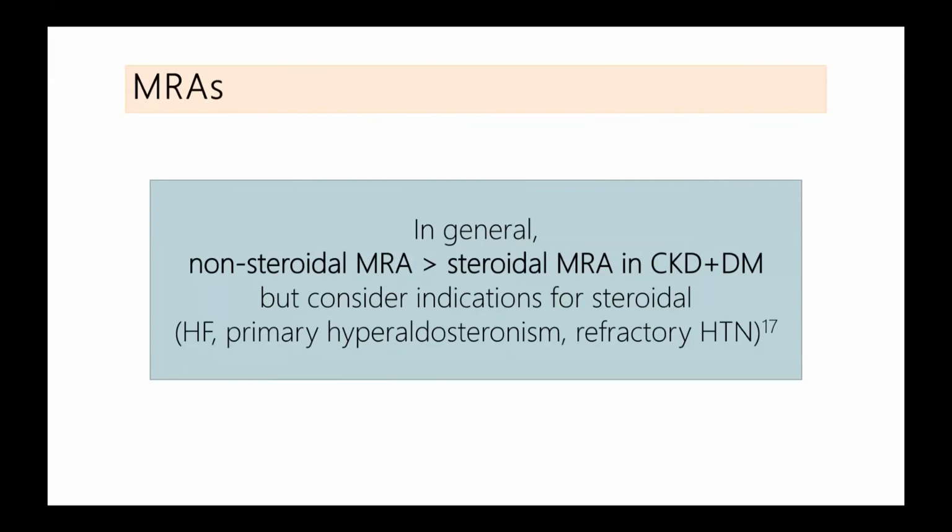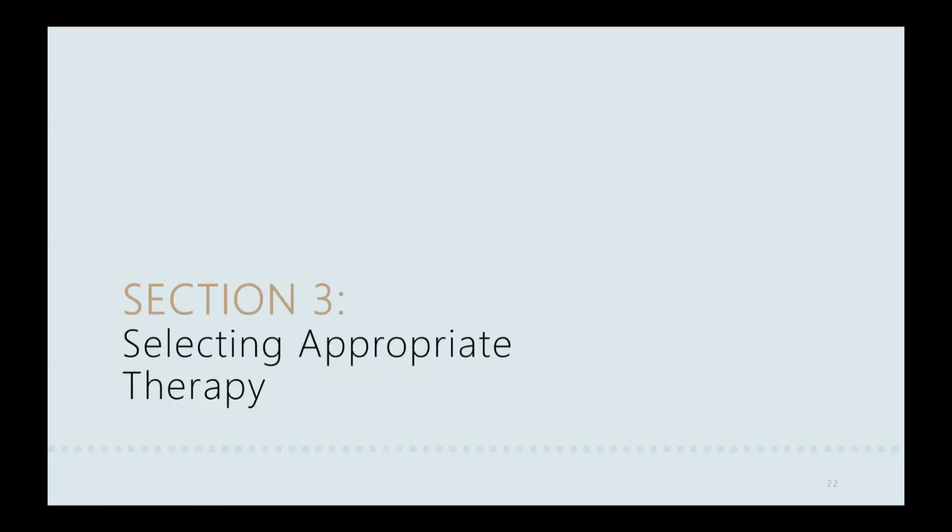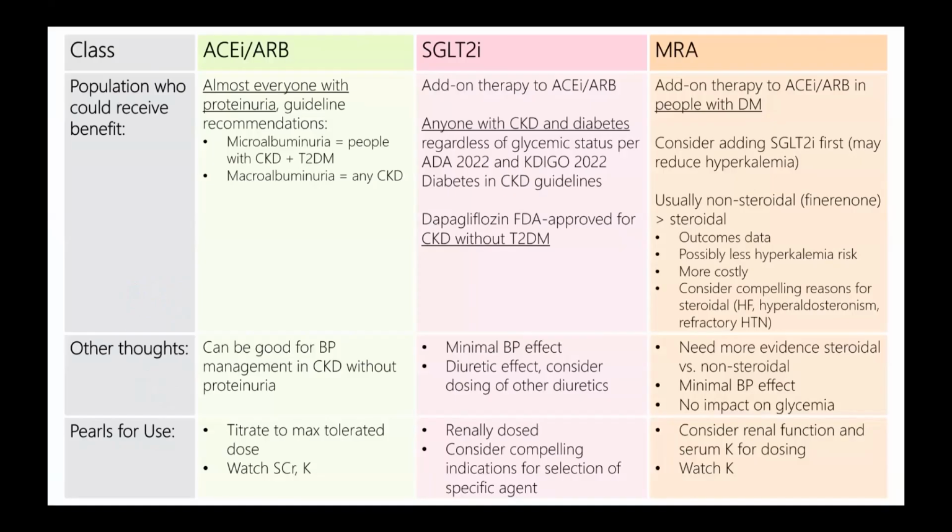There's definitely a need for more comparison data between these MRA classes to get better recommendations for use in the future. All right, so that brings us to section 3, where I'm going to put everything that you learned together in a nice format to help us select therapies for people in the future. So I made this nice summary chart to describe when and where we would use various of these agents. And so let's review this together.